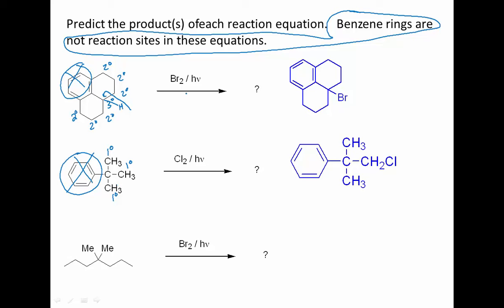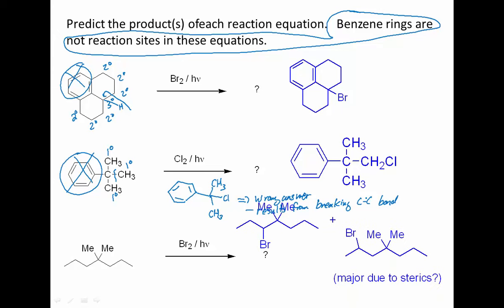A common wrong answer that I'll get on this equation, somebody could be really desperate to give us a tertiary halide. And this, of course, has to be the wrong answer. This is because we had to break a carbon-carbon bond. We can't do that. Okay?